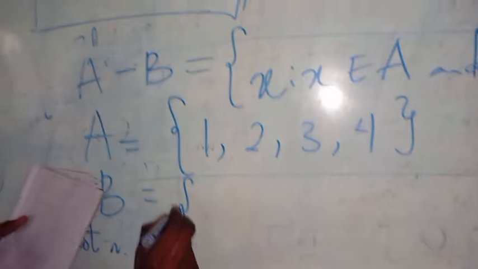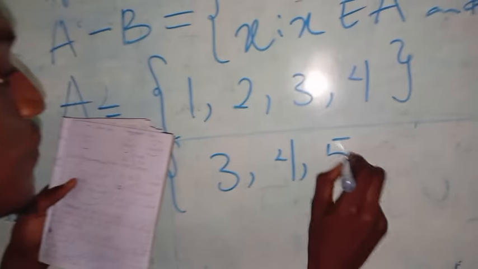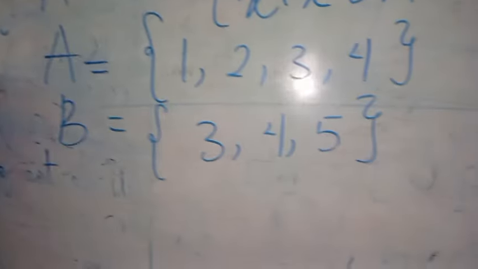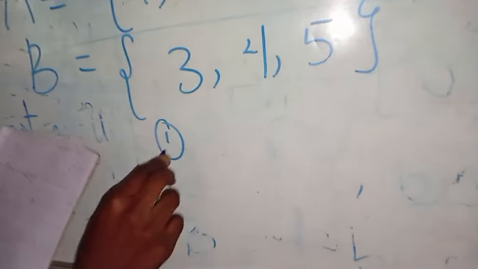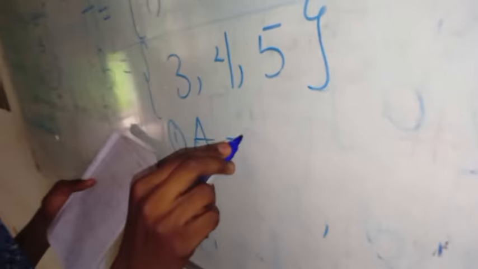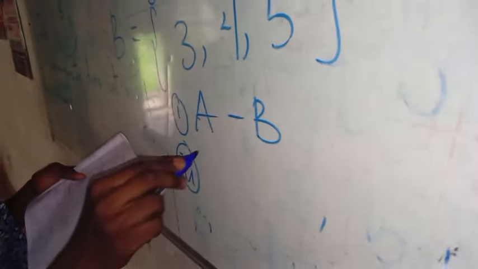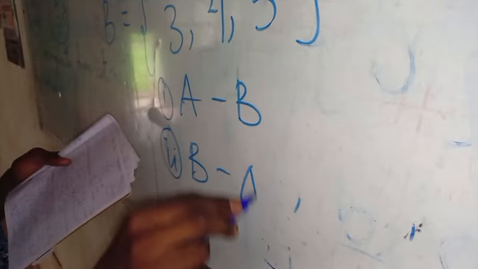1, 2, 3, and 4. And set B, we have it to be 3, 4, and 5. And now we have a question that says, Roman figure 1, find A minus B. And Roman figure 2, B minus A.